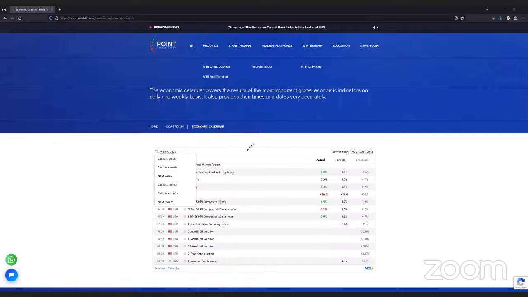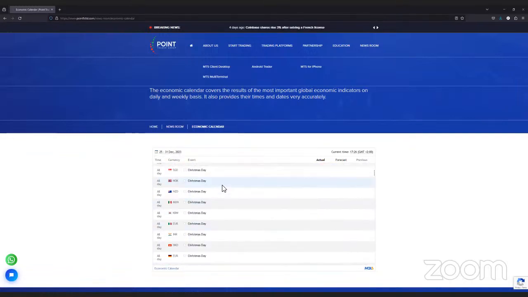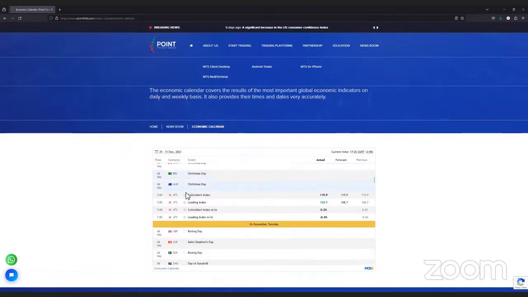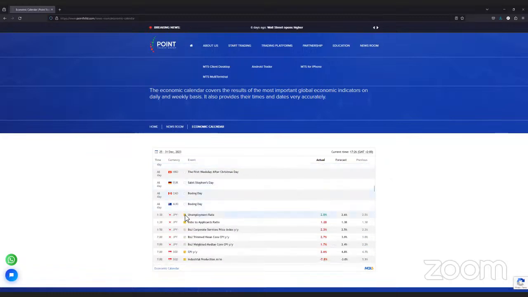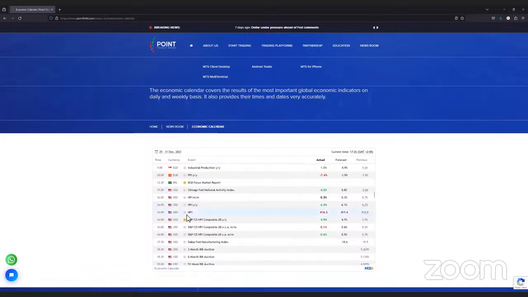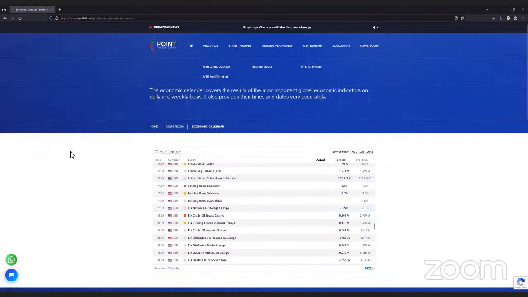Okay, here as you can see, we have some colors. I think I can go to this current week. Now you can see some colors here. This is white, this is gray, and I think this is orange. We also have some red here. All of these colors indicate a different view of this indicator. What do I mean by saying so? I mean the importance of this release.